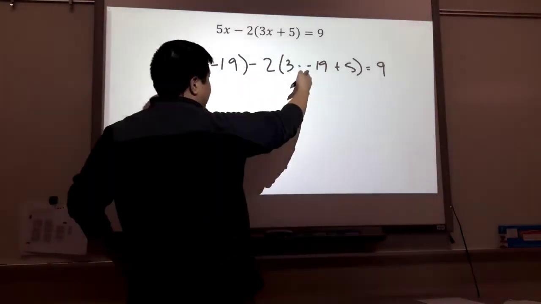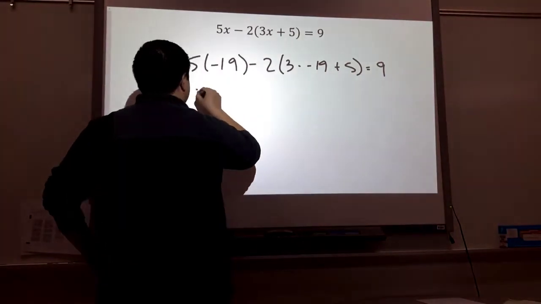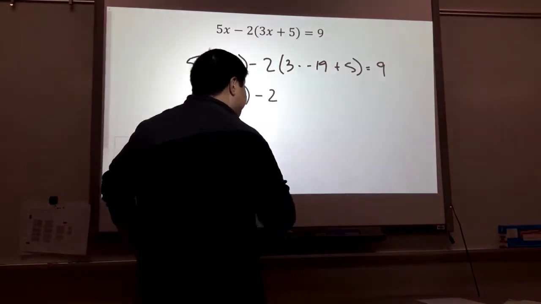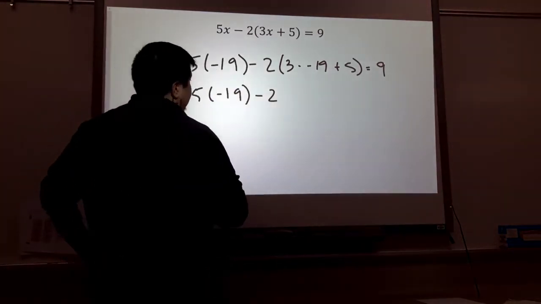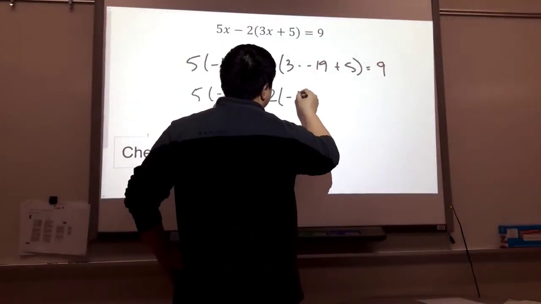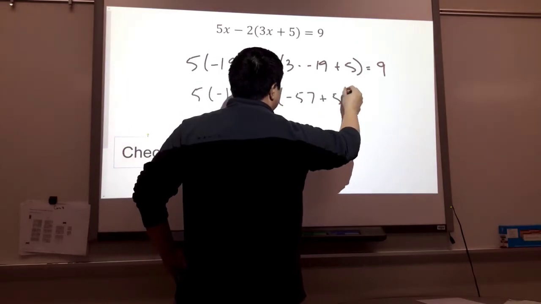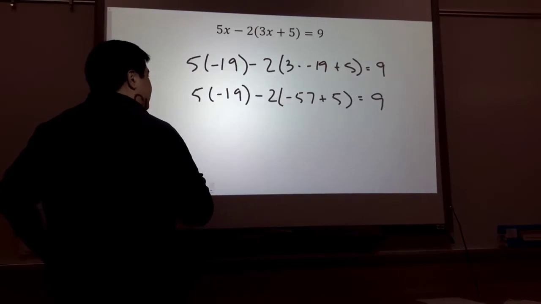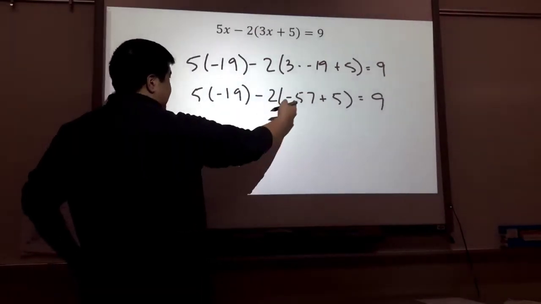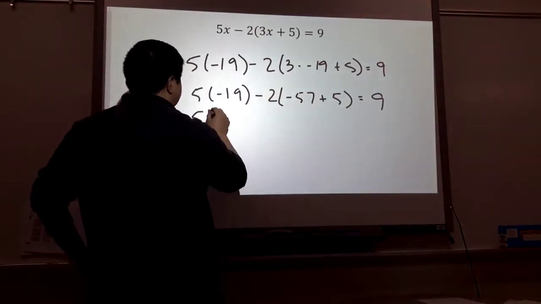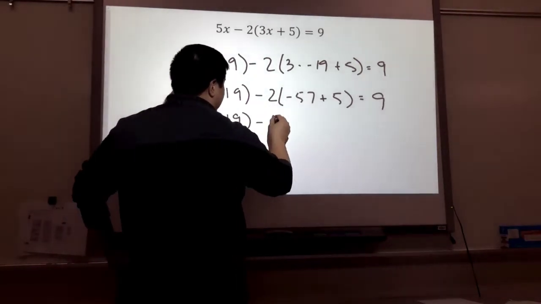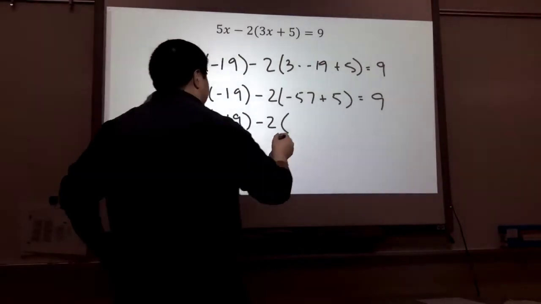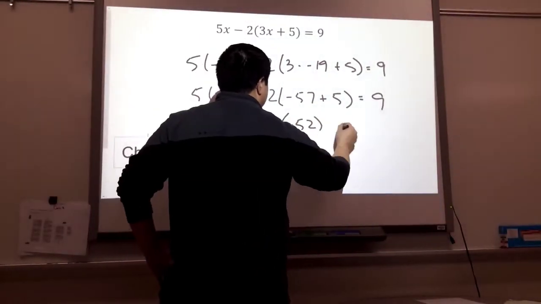We're first going to do the multiplication inside the parentheses. So we get 5 times negative 19 minus 2. 3 times negative 19 is negative 57. Our next step is to add these two together. Negative 57 plus 5 is negative 52, which equals 9.